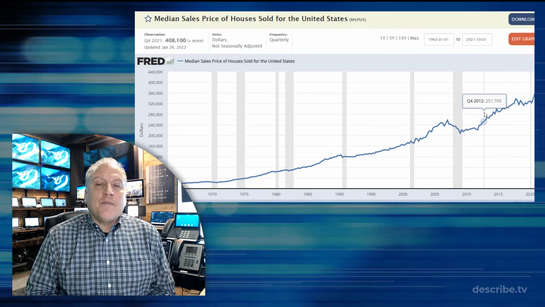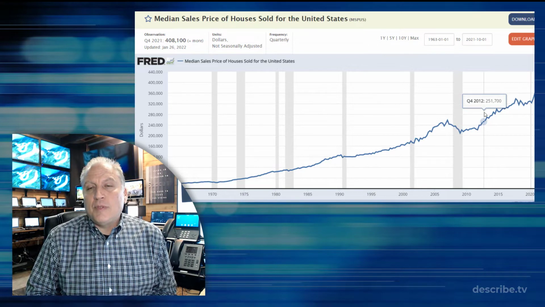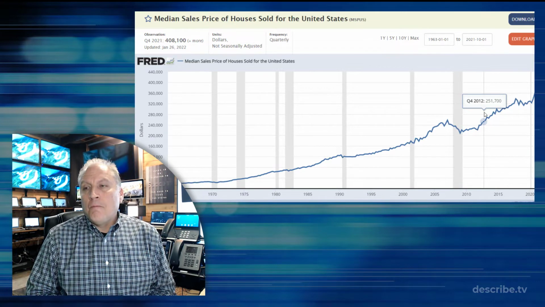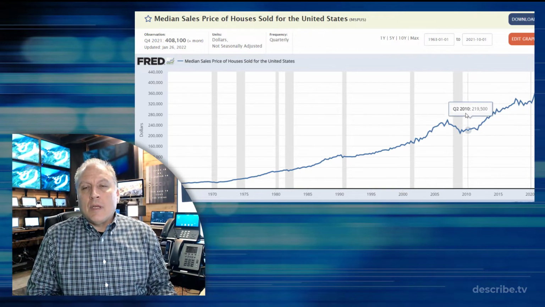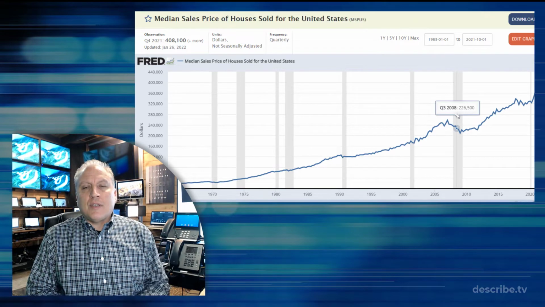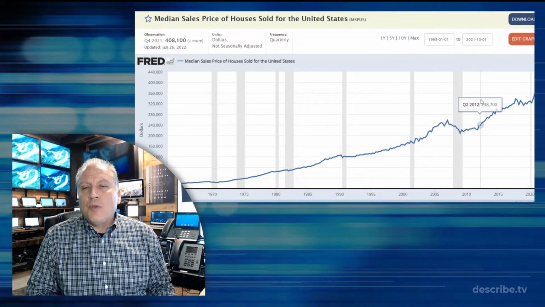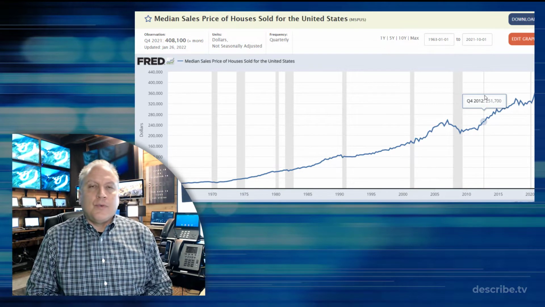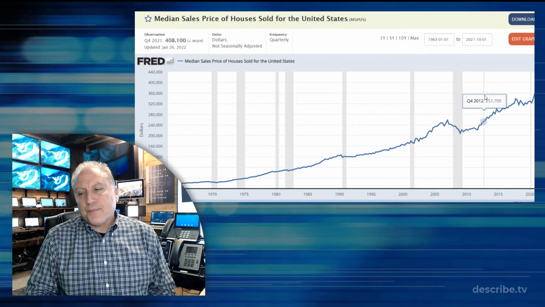In fact, if you went through the crash anyways, because most people didn't sell in 2007. They were in the house, their housing price dropped, and maybe a year or so later in 2008, they sold it. Maybe they sold it for $226. They lost $30,000. If they had only kept that house for a few more years, they would have been back right up where they were at before, at their high point, 2012.